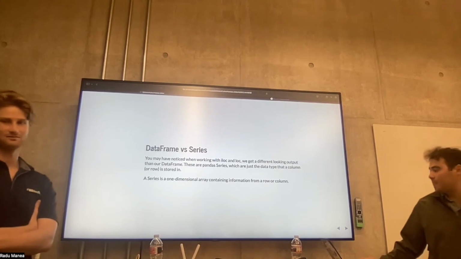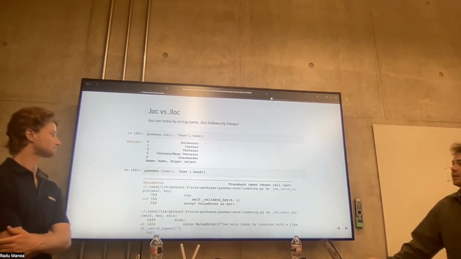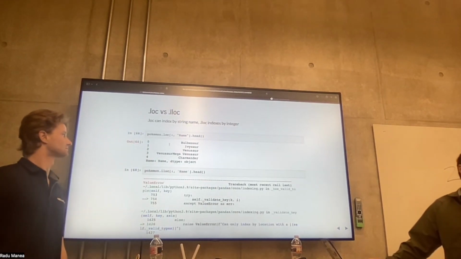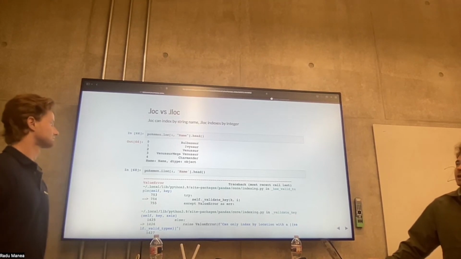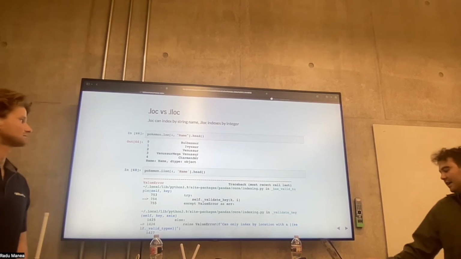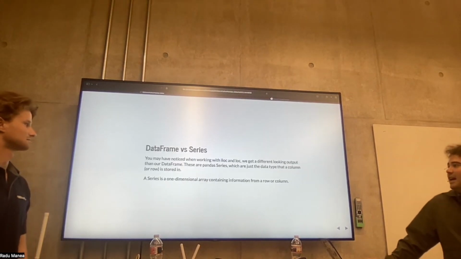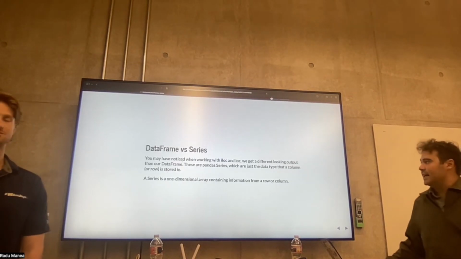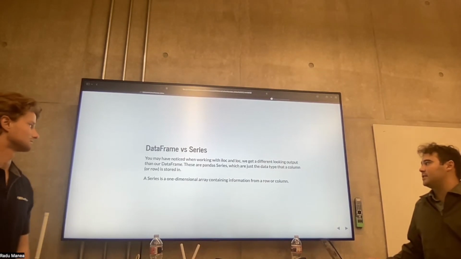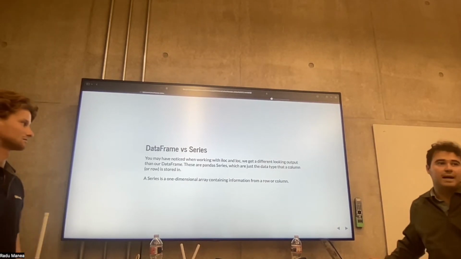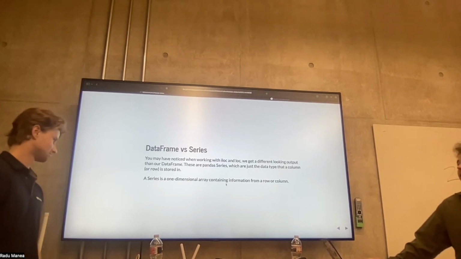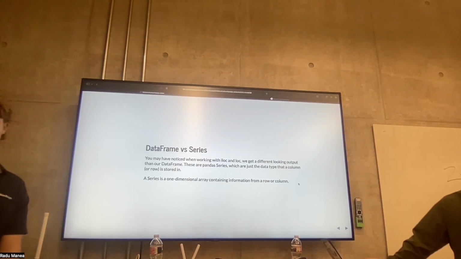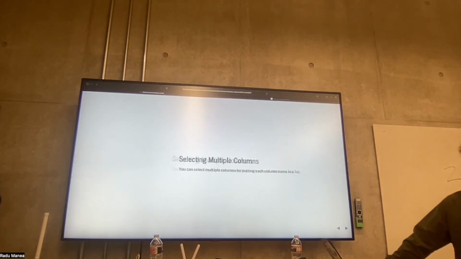Okay, so you guys have probably noticed that before we were getting a nice data frame that came out and it looked really clean. Now we're getting an ugly looking list. Those are called series. And all that really means is basically a column is stored as a series. And a series is just a one-dimensional array containing information from a row or a column.